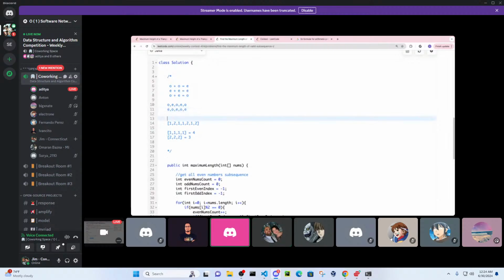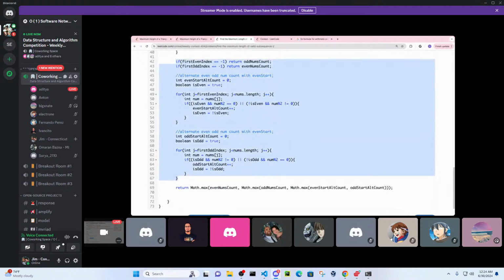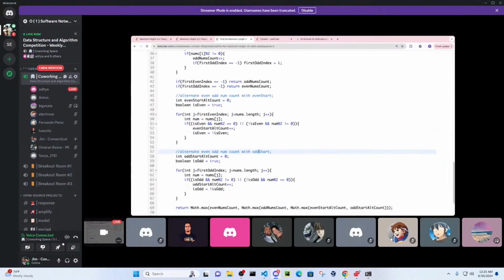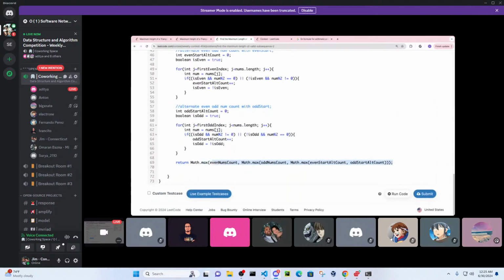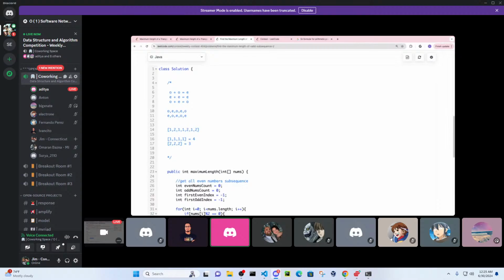So this one case is being deduced into these two cases, and now you need to check both the conditions. That's what I did. I basically first checked alternate even odd with even start and alternate even odd with, actually it should be odd start. And then I fetched the lengths, and then just took the max of all four. All four means these two cases, one and two, and these two cases. So four cases.